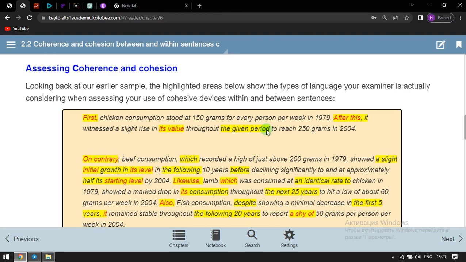Likewise, lamb, which was consumed at an identical rate to chicken in 1979, showed a marked drop in its consumption throughout the next 25 years, to hit a low of about 60 grams per week in 2004. Also, fish consumption, despite showing a minimal decrease in the first 5 years, it remained stable throughout the following 20 years, to report a shy of 50 grams per person per week in 2004.